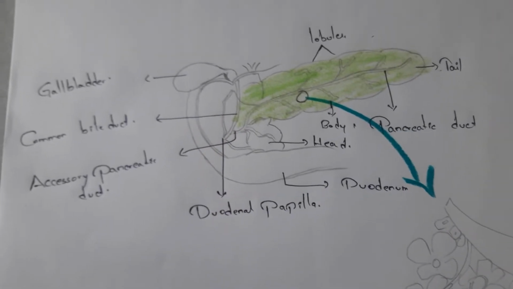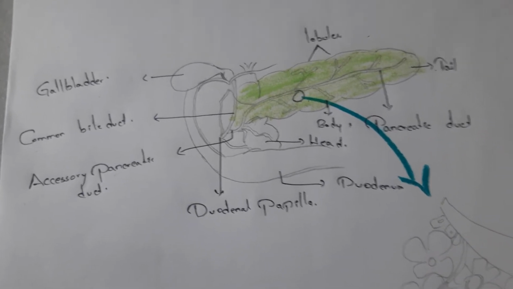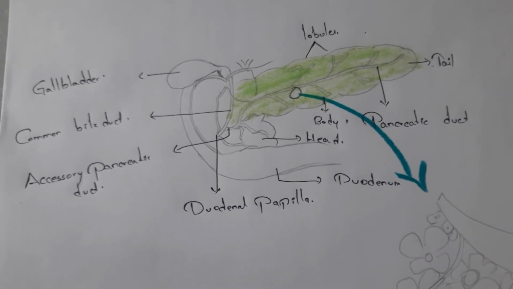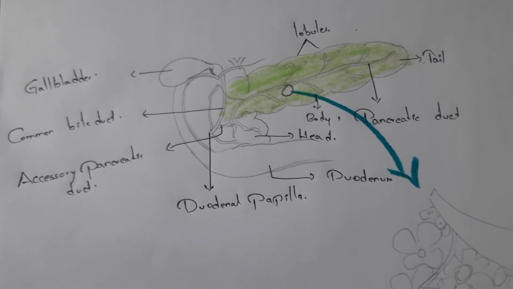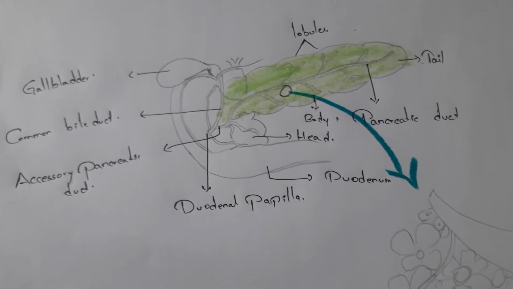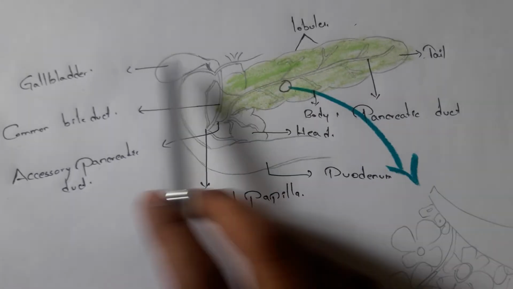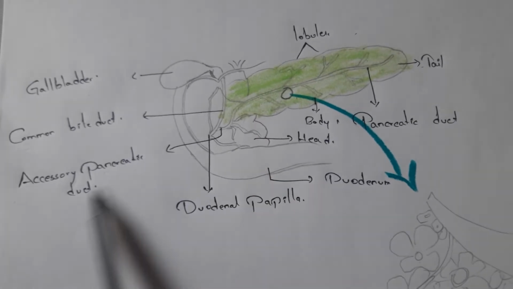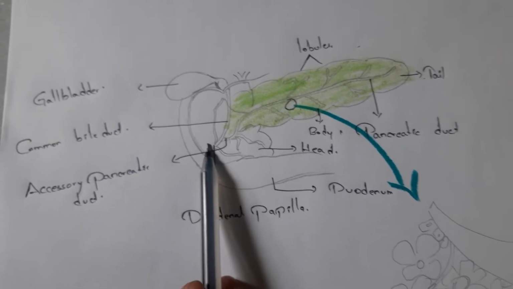What is meant by common bile duct? As you have seen here, common means there is a similarity between something. What is the common thing for it? The common hepatic duct and the cystic duct are both joining here, and the joining of these two ducts is called the common bile duct. And this is the accessory pancreatic duct. This is called the duodenal papilla.